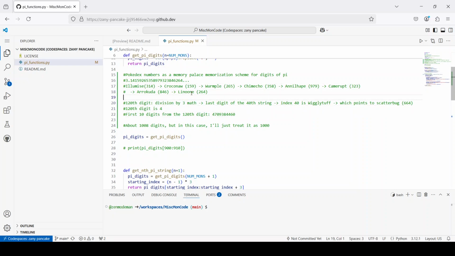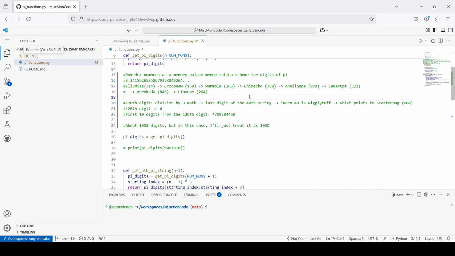The advantage of an approach like this is you have visualizations that you can create a story with, like how does Illumise connect to Crocona? What is the action that happens between these? Did Illumise use a sweet scent on Crocona? Does it set up a rain dance for Crocona? Does it attract Crocona with its general smells or something? You have some individual expression on how you're going to create the story in your head that connects the Pokemon Illumise with the Pokemon Crocona.